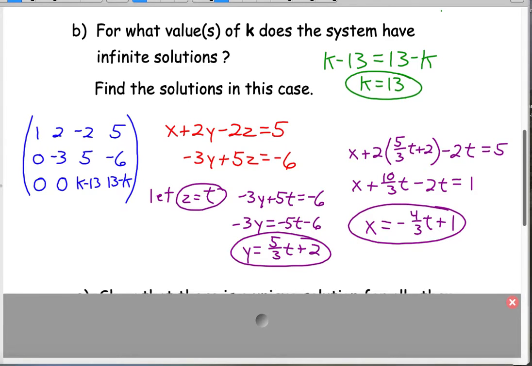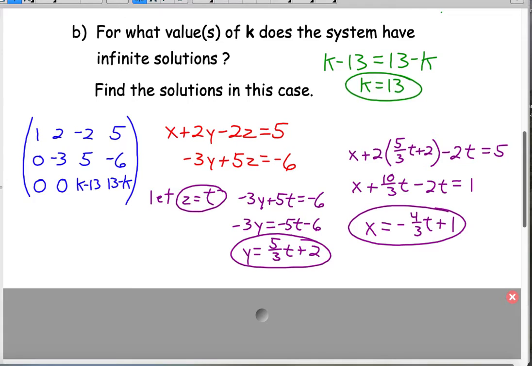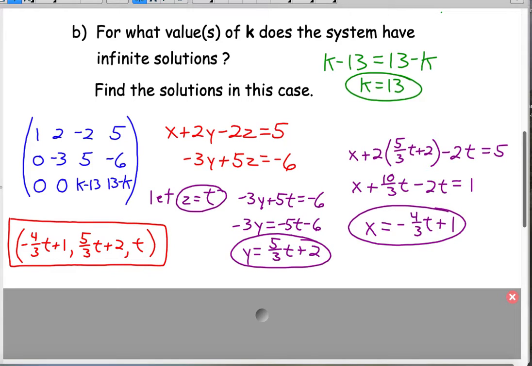And so now I can write the solutions to this system as an ordered triple. I guess I'll do that in red over here. The solutions in this case would be negative 4/3 t plus 1, comma, 5/3 t plus 2, comma, t. And if you let, let's say, x equal to t and try to work that way, or let y equal to t, then you'd have a different looking answer, but it still would represent all the solutions.